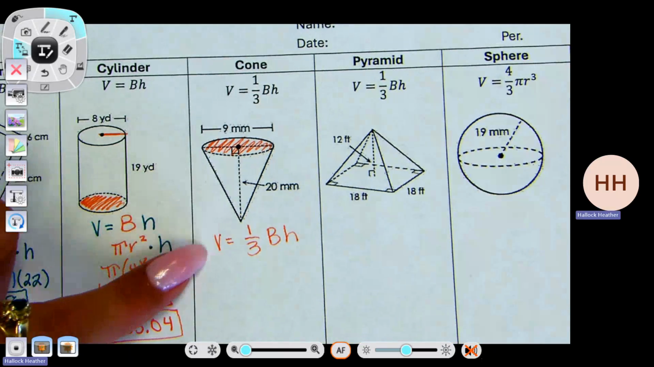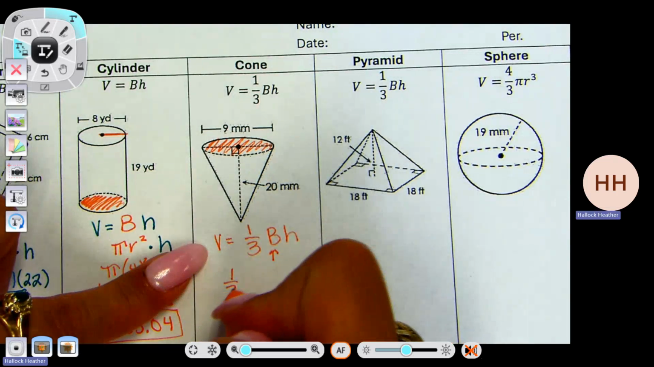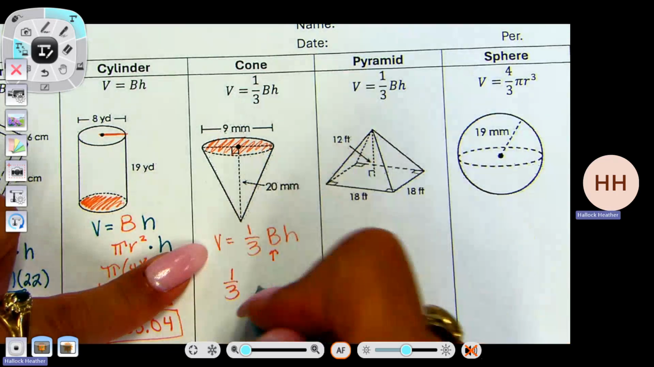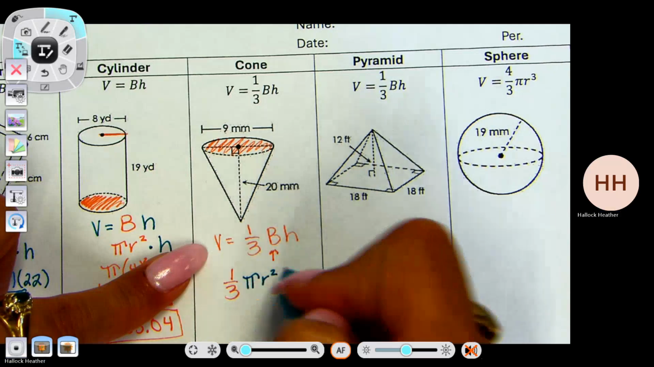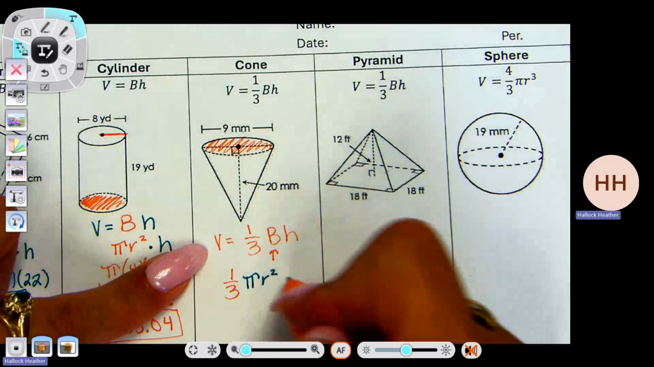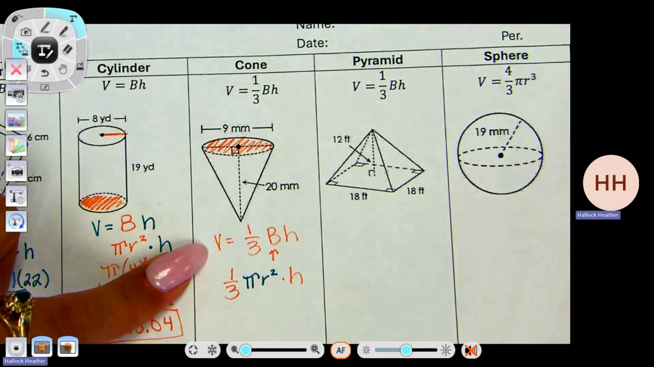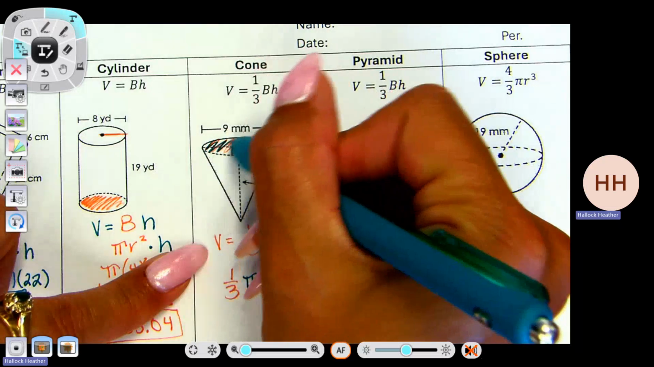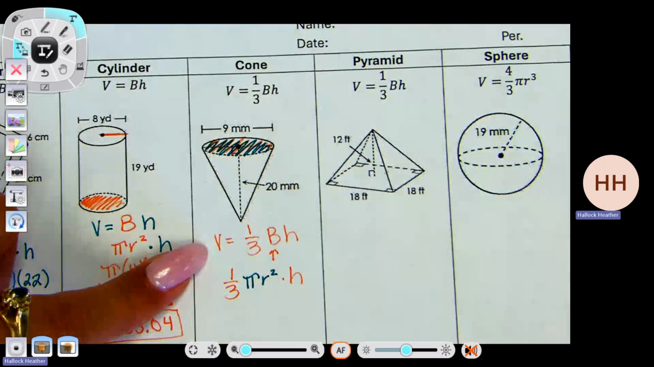We're going to replace big B with a circle. So it's not length times width. What am I going to use? Pi r squared. So I'm replacing with pi r squared. And then I'm multiplying by the height. So in this case, if this is my base, my radius is not 9.